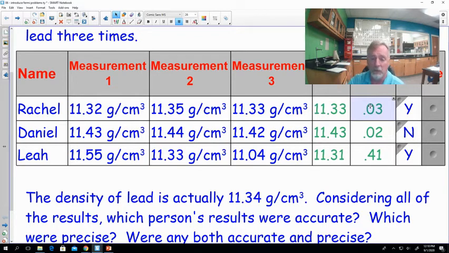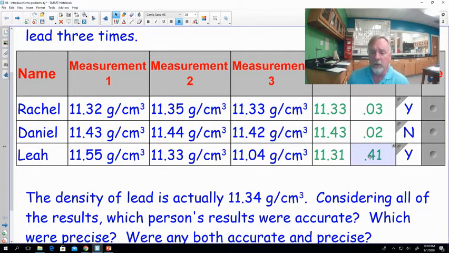We do the same thing with Daniel. Take the biggest one, 11.44. Take the smallest one, 11.42. What's the spread here? 0.02. But Leah, if we do that with her, her largest is 11.55. Her smallest is 11.04. She's got a spread of 0.41.